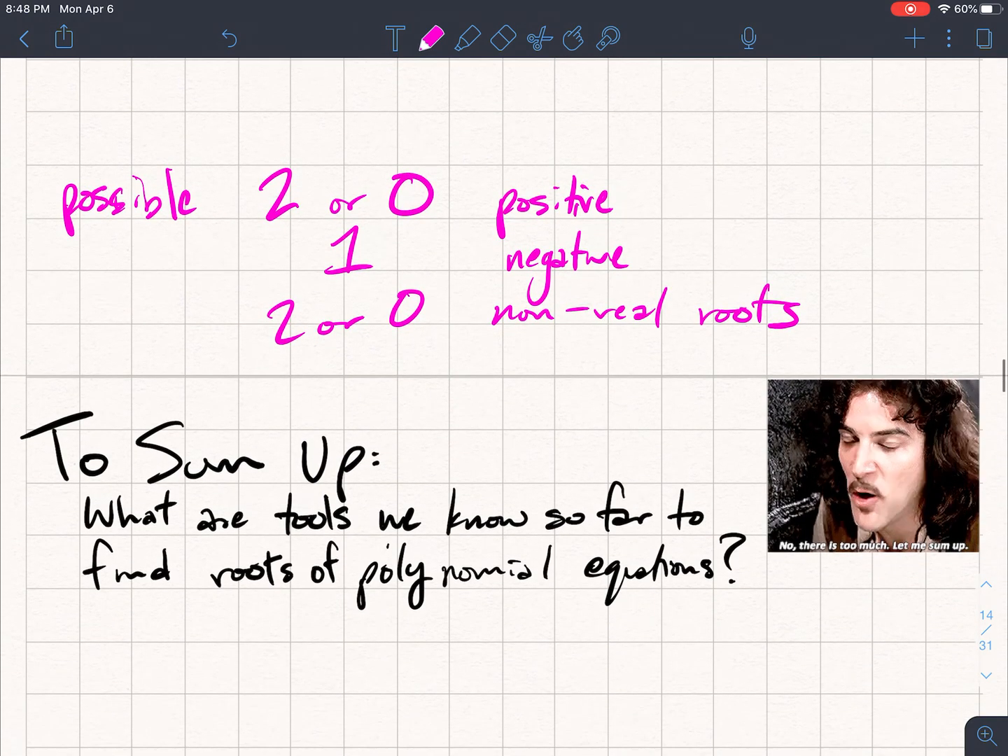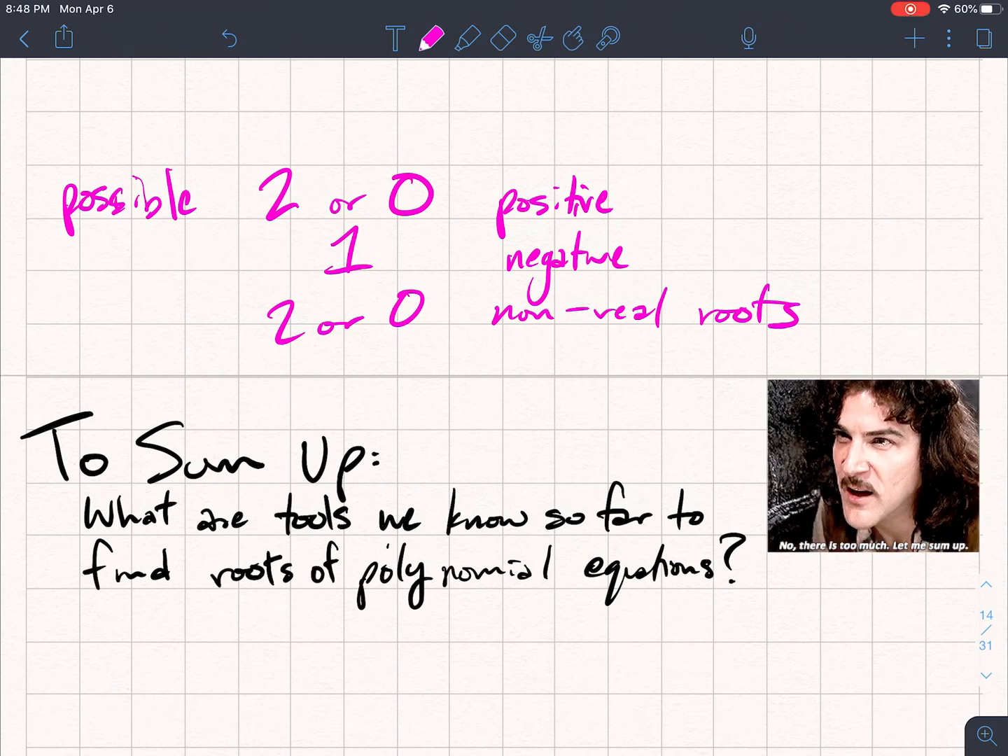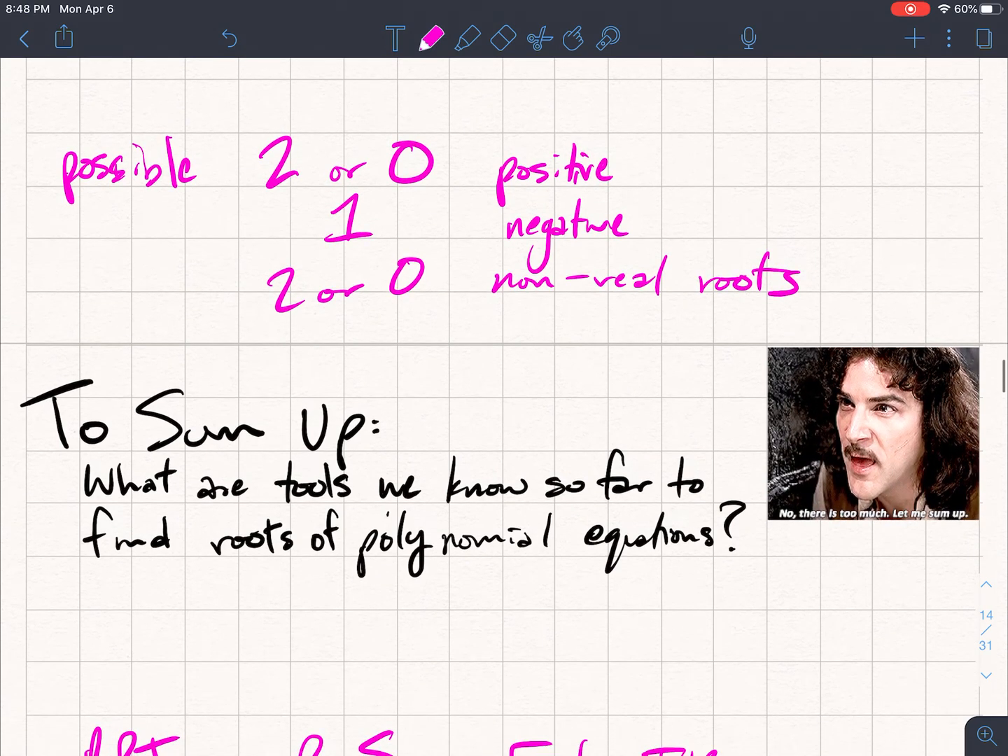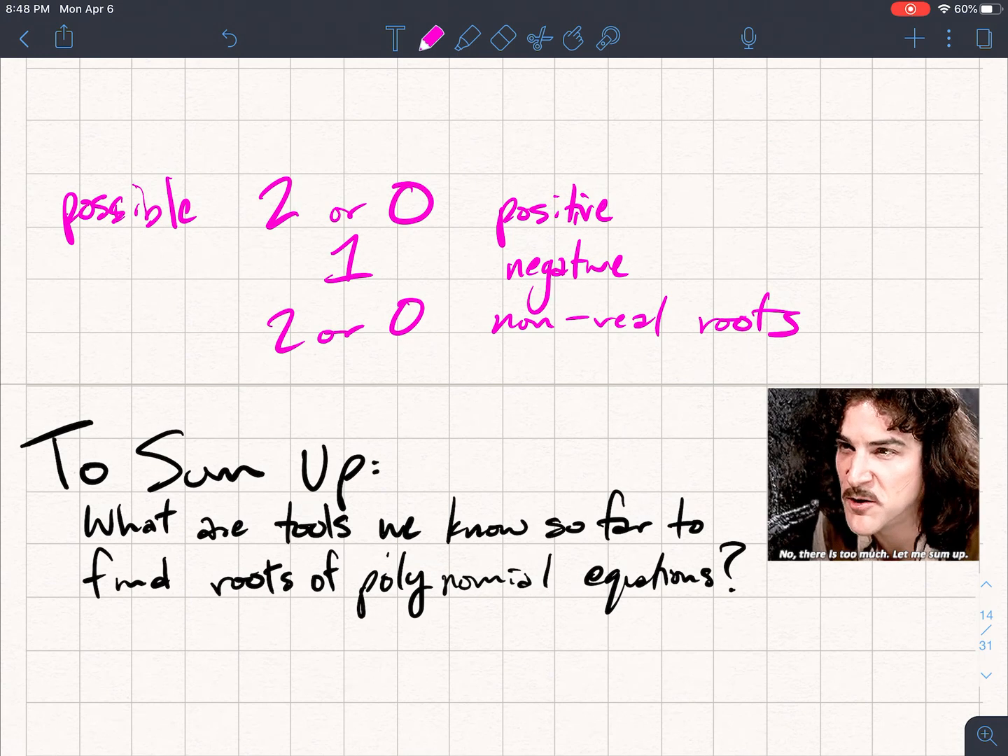So to sum up this section and the previous few sections, I want you to try this, it will be fun. What tools do we know so far that we can use to find the roots of polynomial equations? I want you to go on this YouTube video and comment one tool that you have to find a root of a polynomial equation. Let's see how many we get in there.